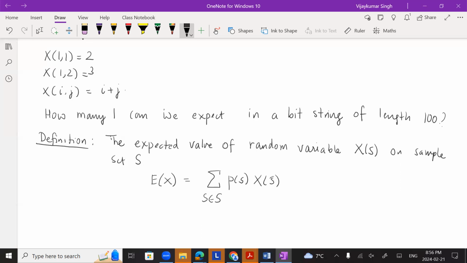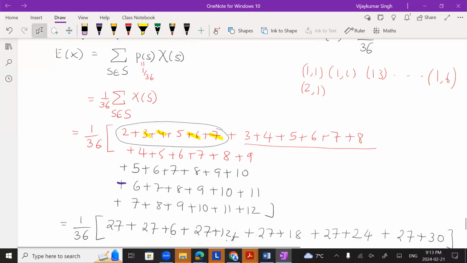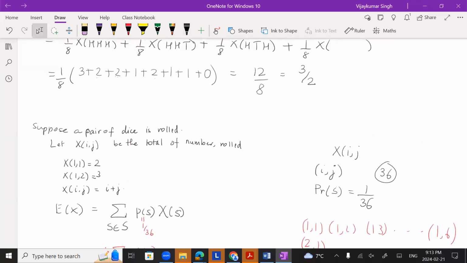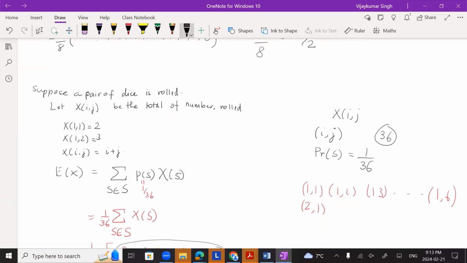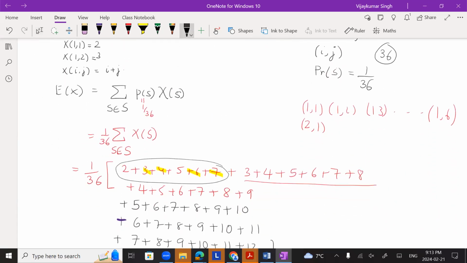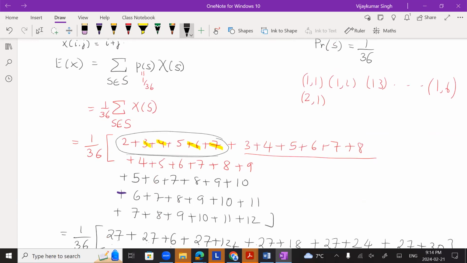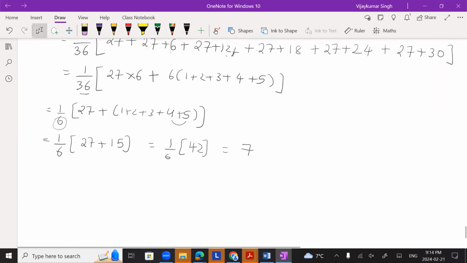Okay? Let me quickly describe it for the people who are not here. I compute X_ij as the total number rolled, and then I compute E of X, which is the summation over s in S of P(s) times X(s). We are computing 1/36 times the summation over s in S of X(s). We list out all the possible outputs, add them up, and in the end we get 7. So what is the meaning of this? It means if I am rolling a die twice, on average the expected value would be 7. That's the idea.